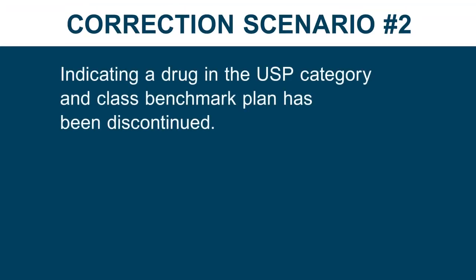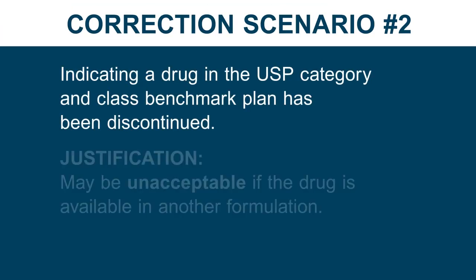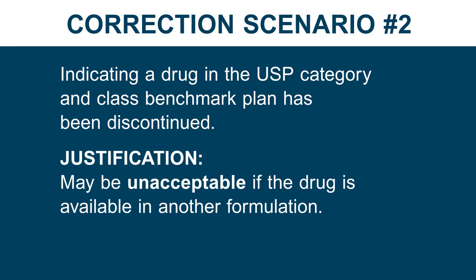If the issuer indicates that a drug in the USP category and class benchmark plan has been discontinued, the justification for this correction may be unacceptable if the drug is available in another formulation. For example, if the liquid form of the drug was discontinued, but the drug is available as a tablet.